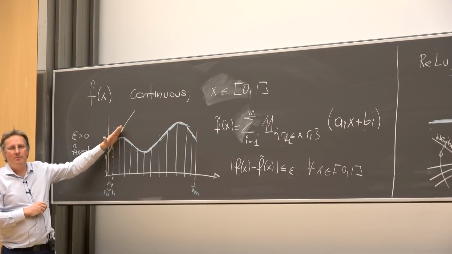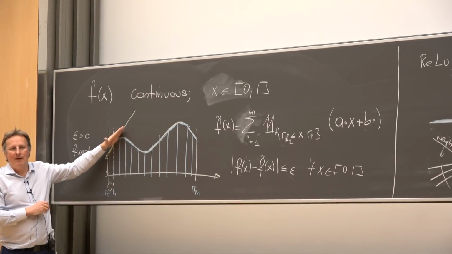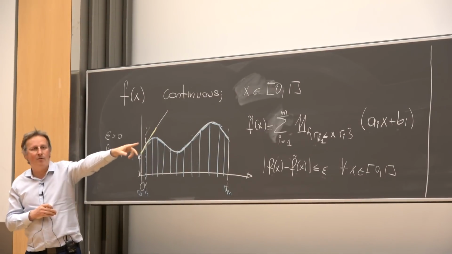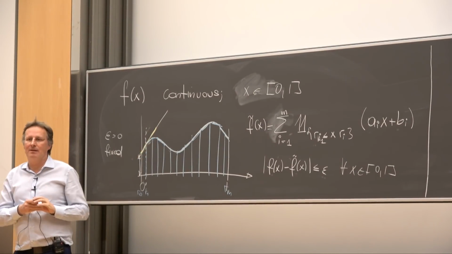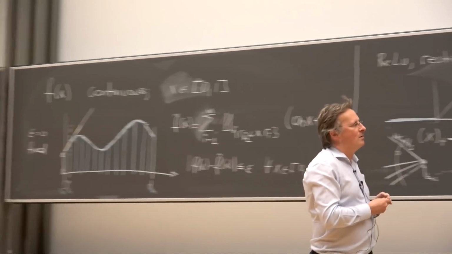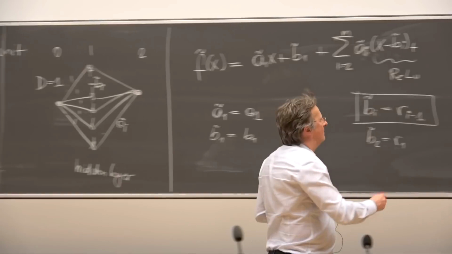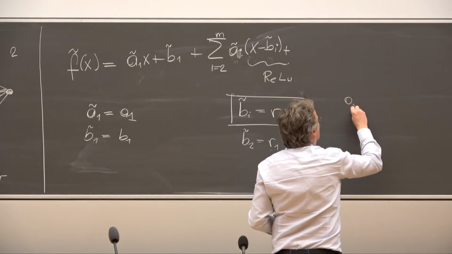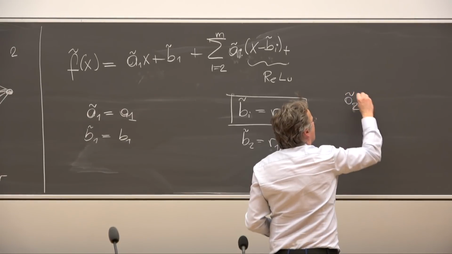I have this slope because that's just the initial thing, right? This doesn't go away. But I want this slope. So how can I change the slope by adding something? What should I set the A2 to? This is the slope, right? So A2 tilde should be what?